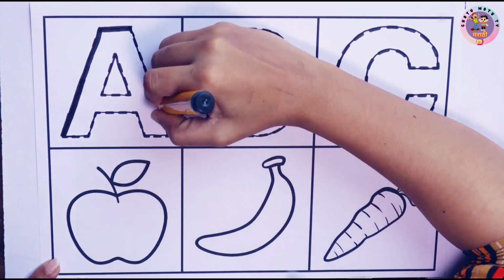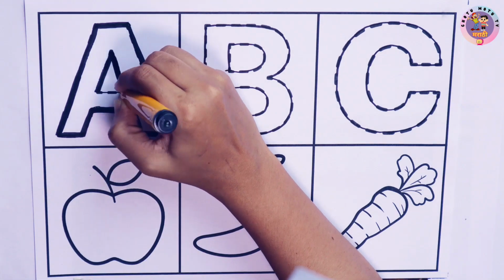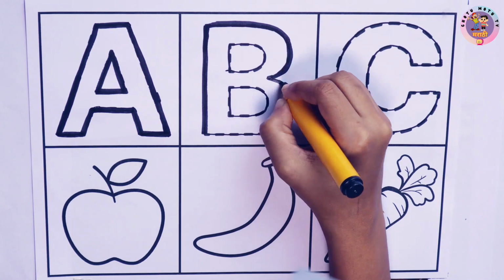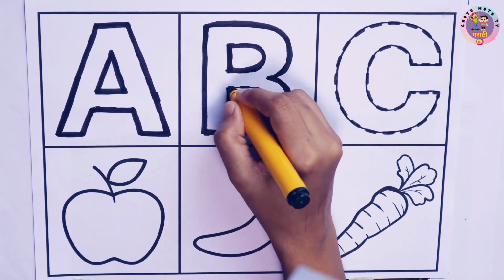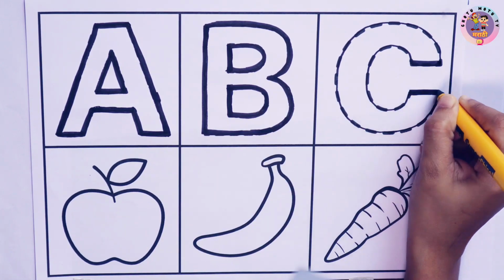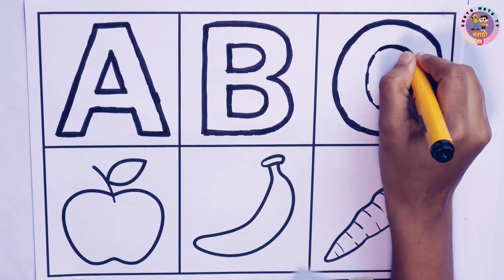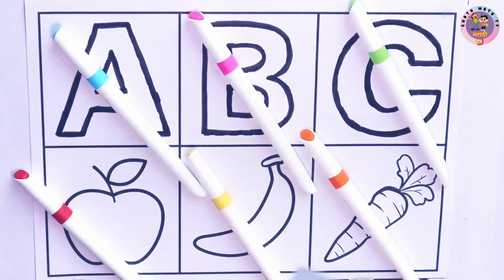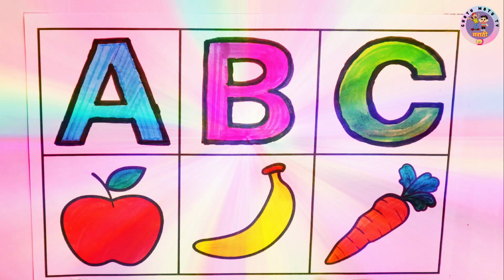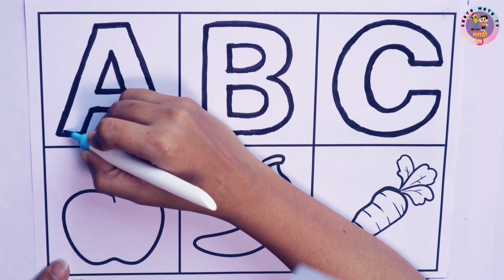I am drawing A. I am drawing B. I am drawing C. Sky blue color.